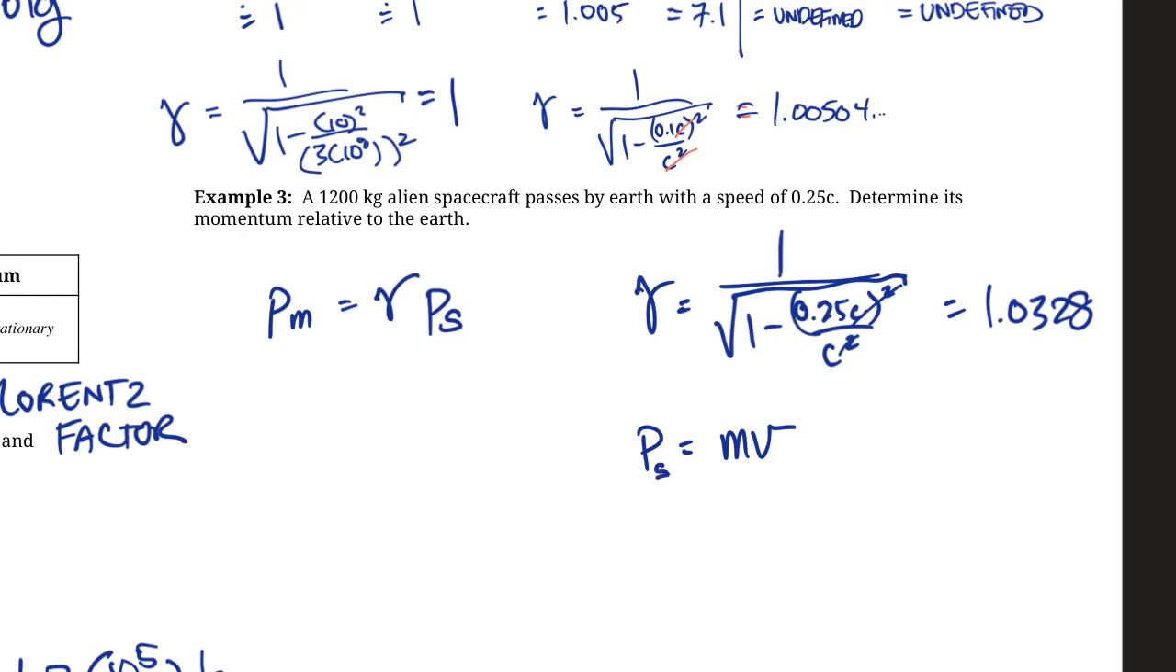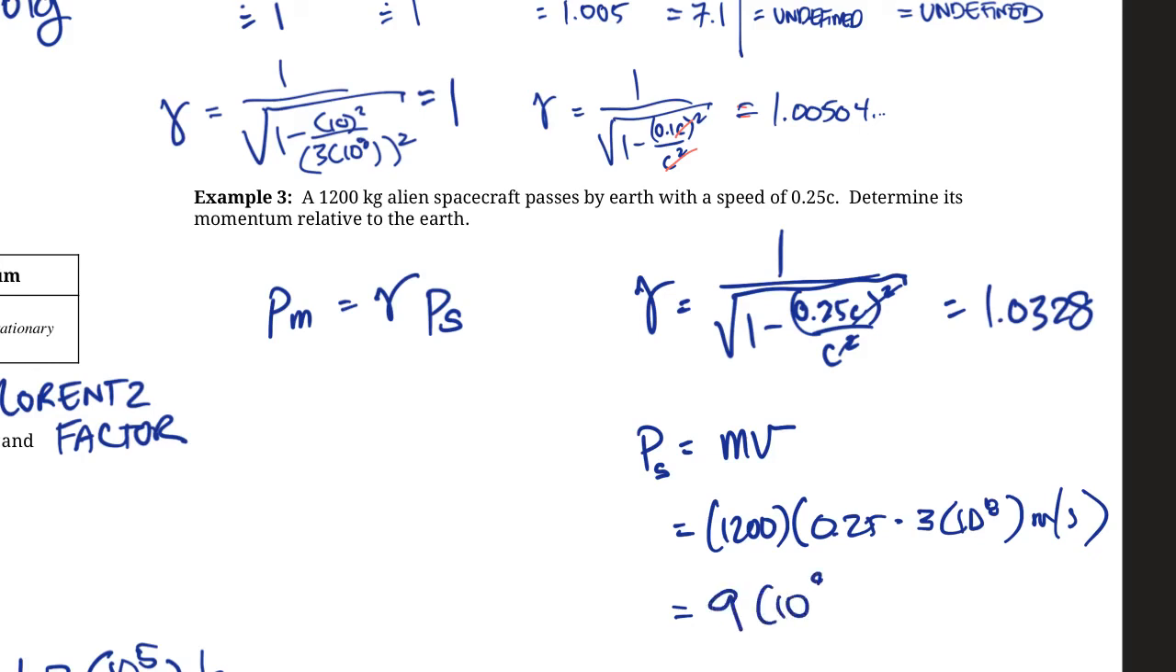So we'll call this the PS, right? The momentum is the mass, which is 1,200, times 0.25 c. So 25% the speed of light. And we know the speed of light, so we can plug that in: 0.25 times 3 times 10 to the 8 meters per second. So we can calculate our rest momentum there. This is as if relativity didn't exist. What would the momentum be? It's 0.25 times 3 times 10 to the 8, which gives us 9 times 10 to the 9. And that would be kilogram meters per second, right?